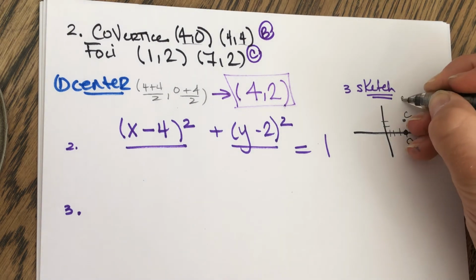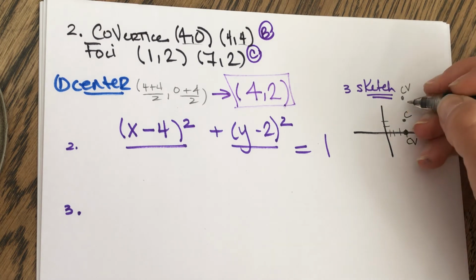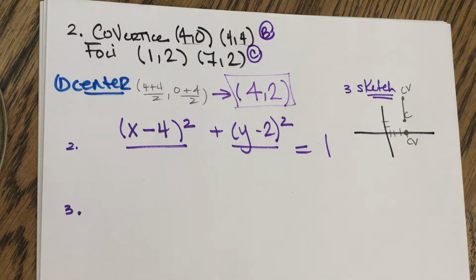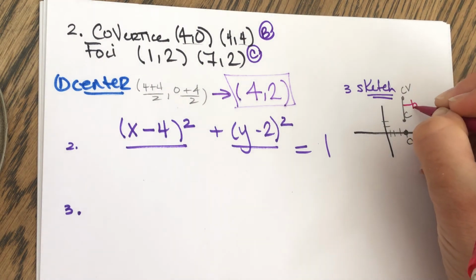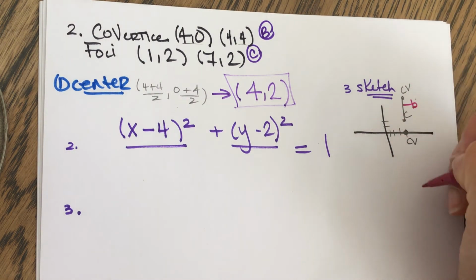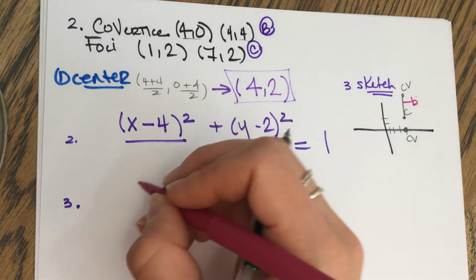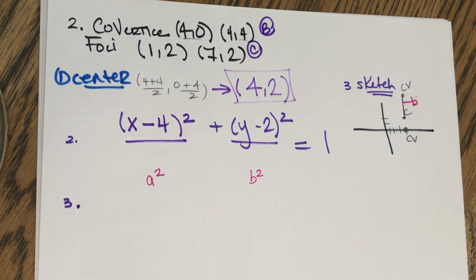And if you want, you can go 4, 4, co-vertice. What's this length? Okay, so here we go. This is my B. Now, your B is which way? Up and down. So that means my B is along my Y. Jot this down: B squared, A squared.